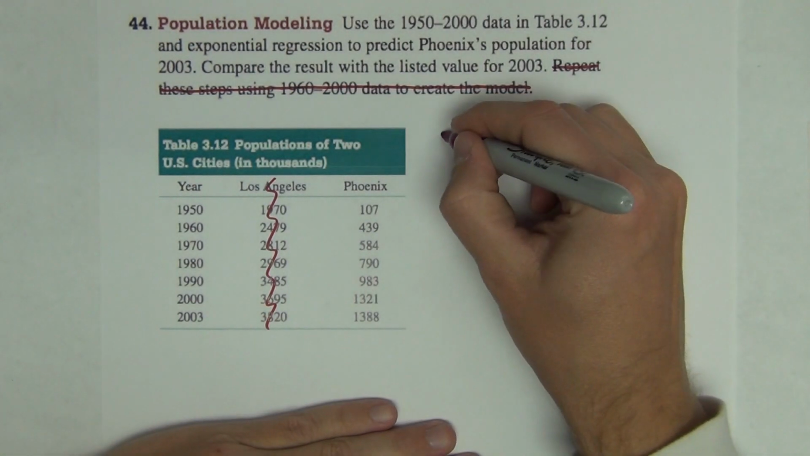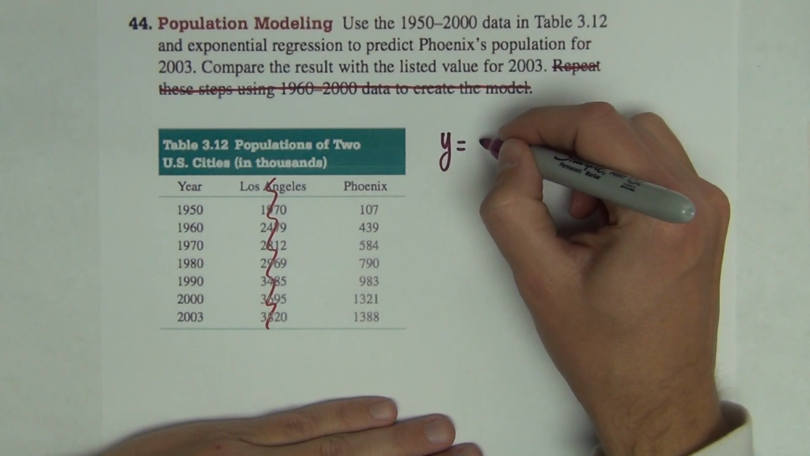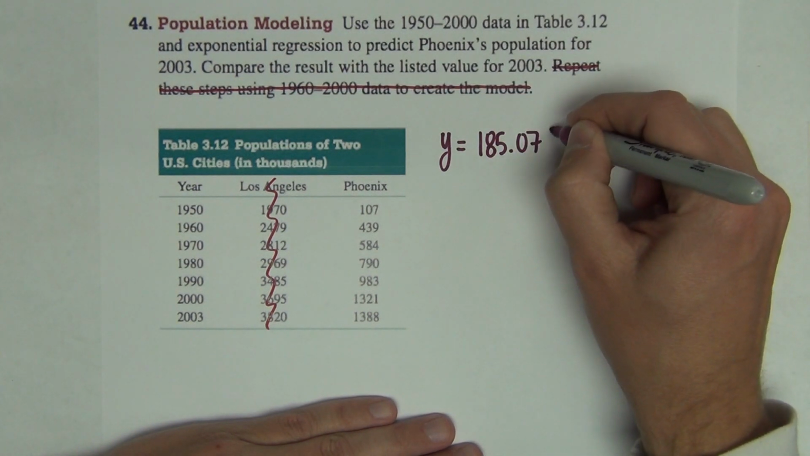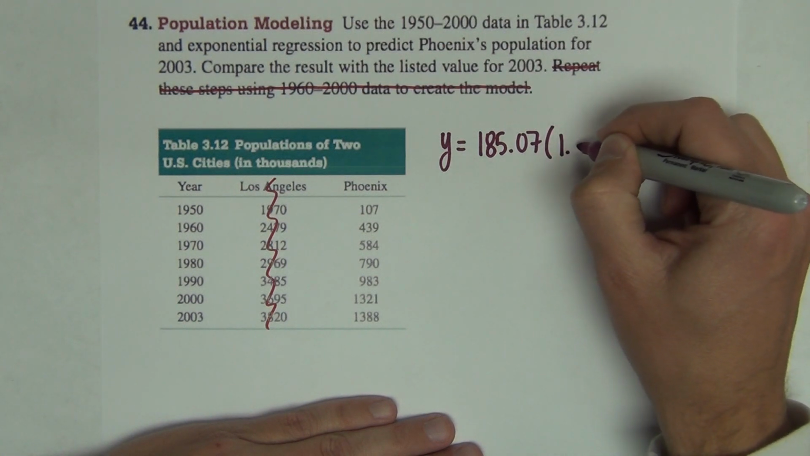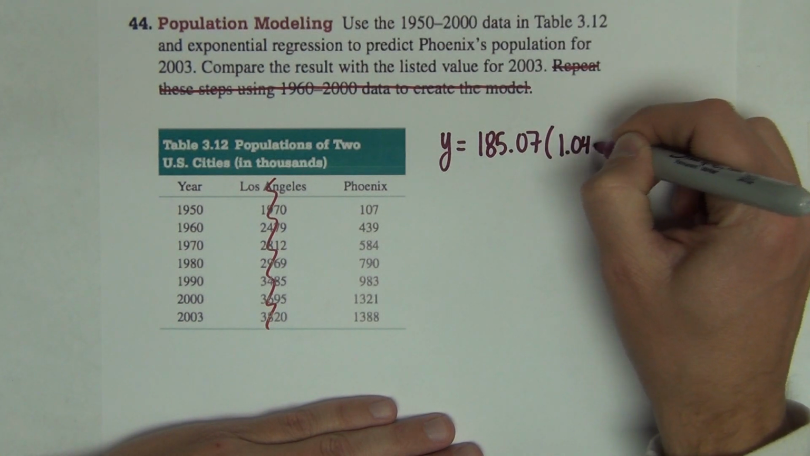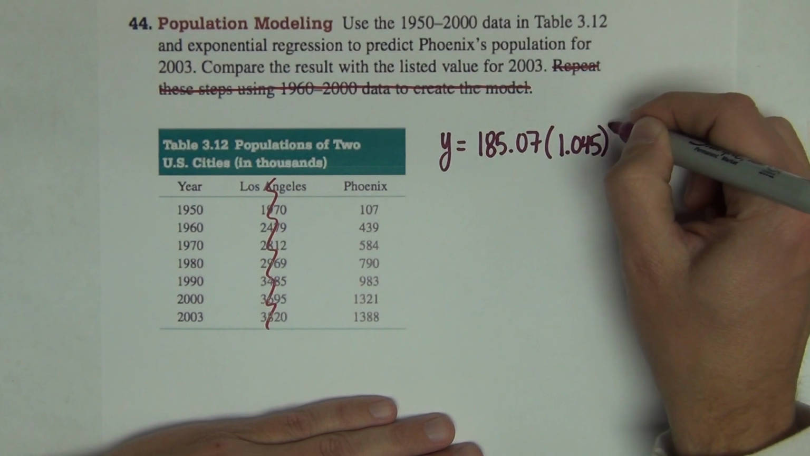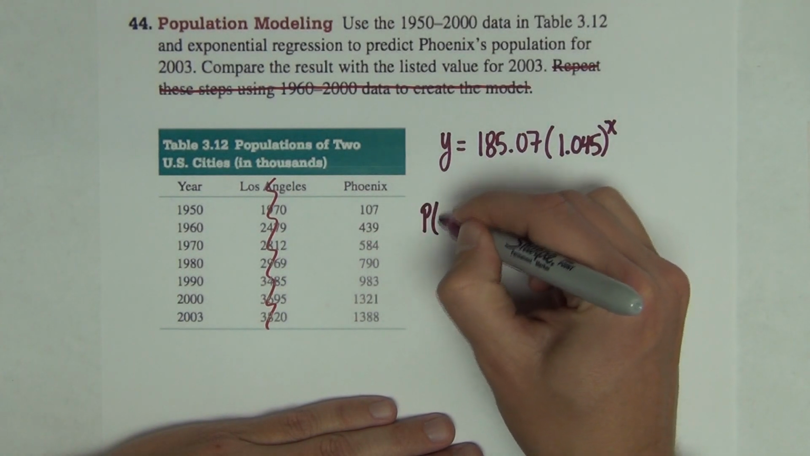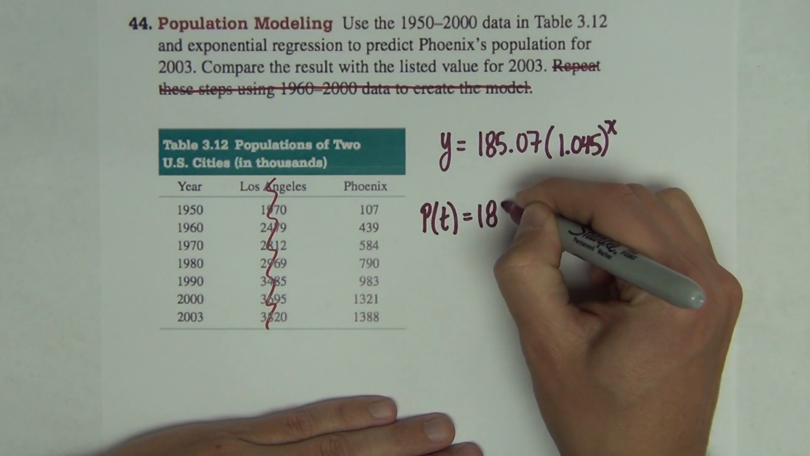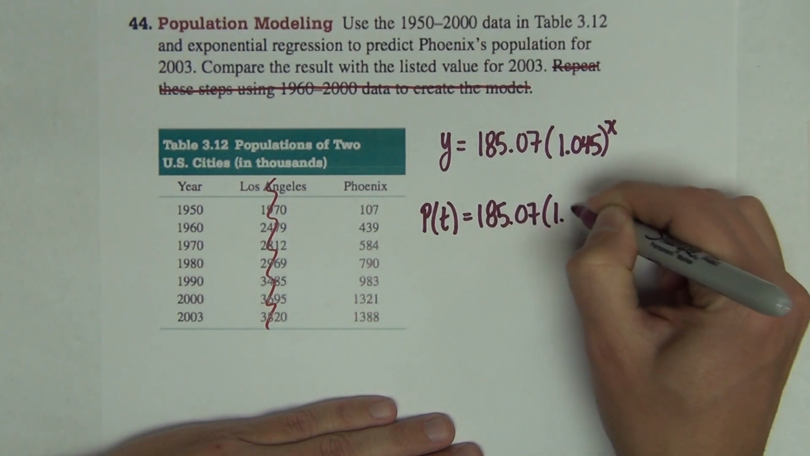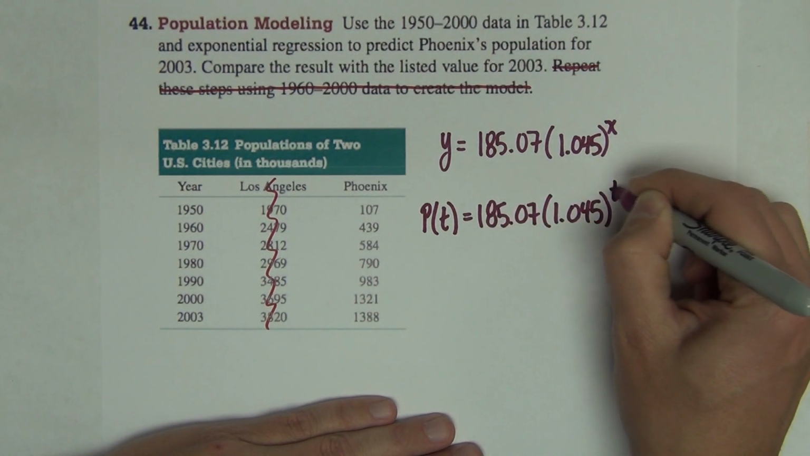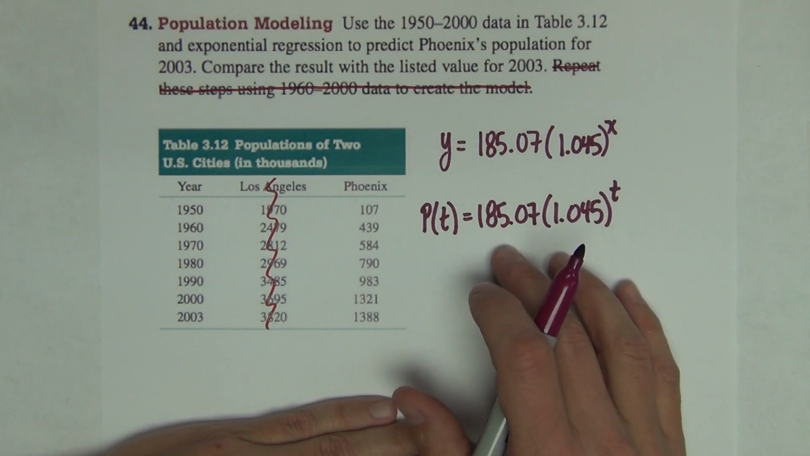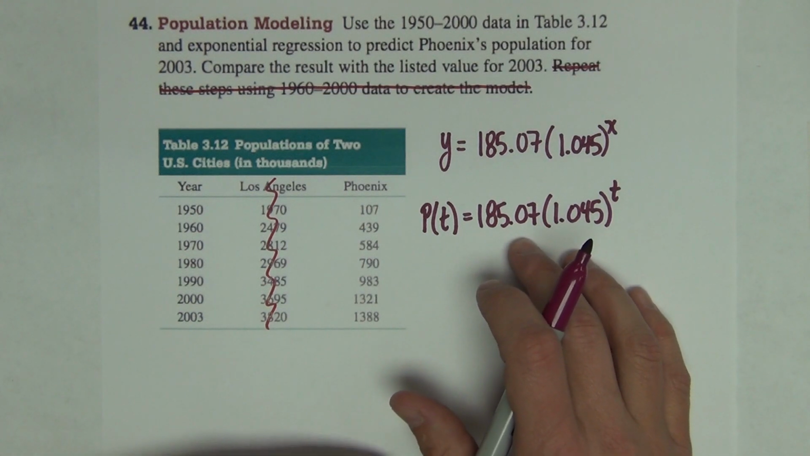So the model is y equals 185.07 times 1.045 raised to the x. If you prefer, you could call this P of t equals 185.07 times 1.045 raised to the t. If you want to make it look like a population function, like what we've been writing on the previous problems, you could certainly rewrite it to look like that.